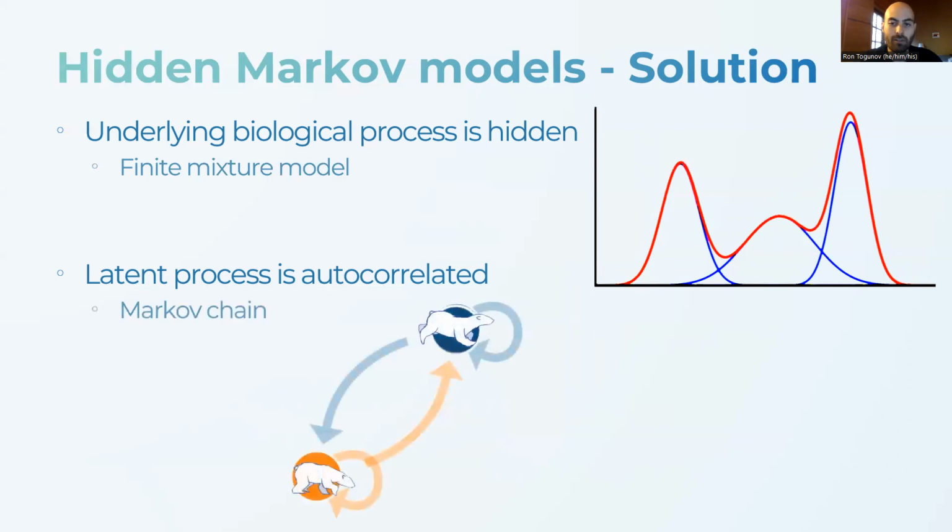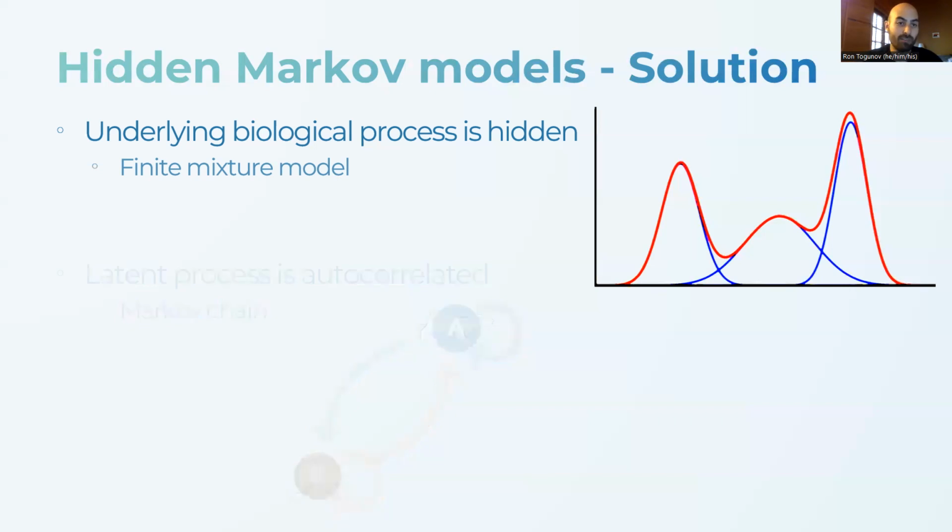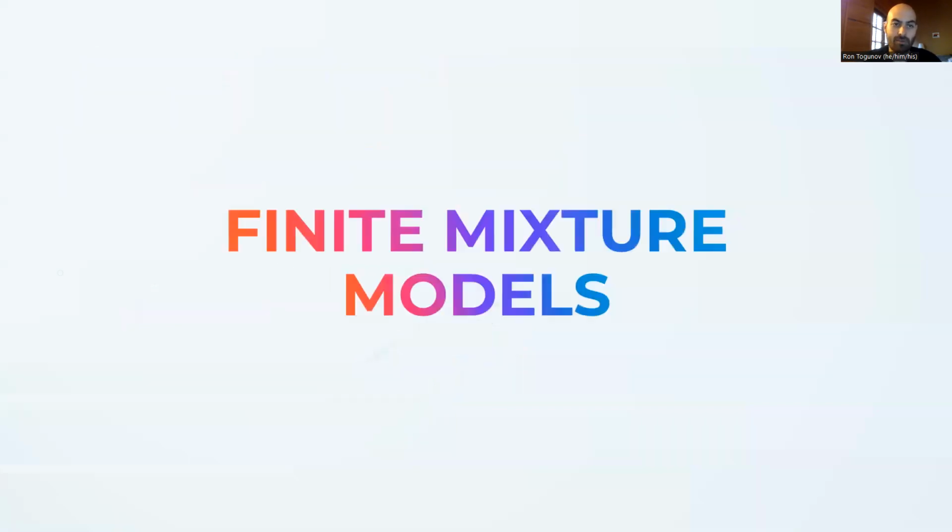To model the autocorrelation, hidden Markov models describe the probability of the latent state using Markov chains, which state that the probability of being in one state at one time depends on what state you were in the previous time. In the Markov chain, there's a probability of staying within the same state and a probability of transitioning into another state. Next, I'll go into both of these in more detail and discuss how they are combined into hidden Markov models, beginning with finite mixture models.